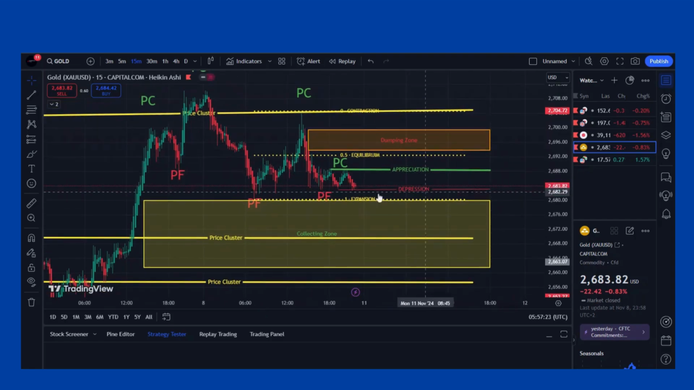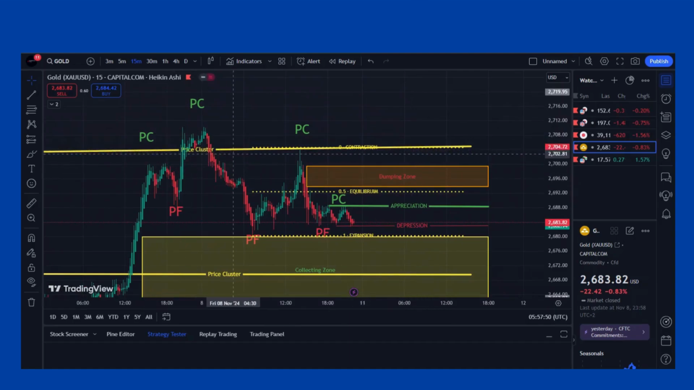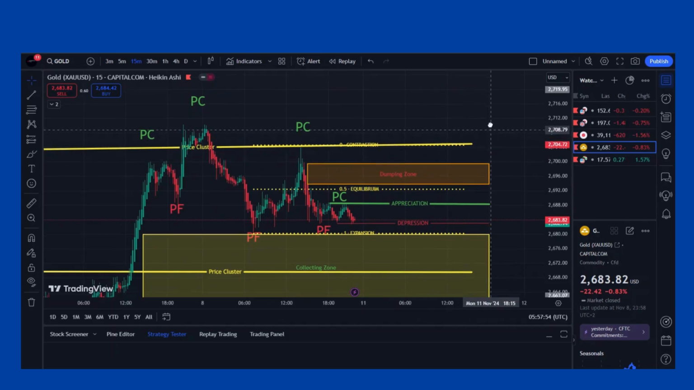However, if the market turns its direction, breaks the appreciation level, and breaks the dumping zone after correcting, then we'll be looking for the next collecting zone, and I will be looking for the price to come back and touch the collecting zone, and thereafter look for momentum shifts from down to the upside and plot the appreciation and depreciation levels. As soon as the new depreciation level is tagged and the price breaks the price clutter, then we'll be looking for the entry to the upside.